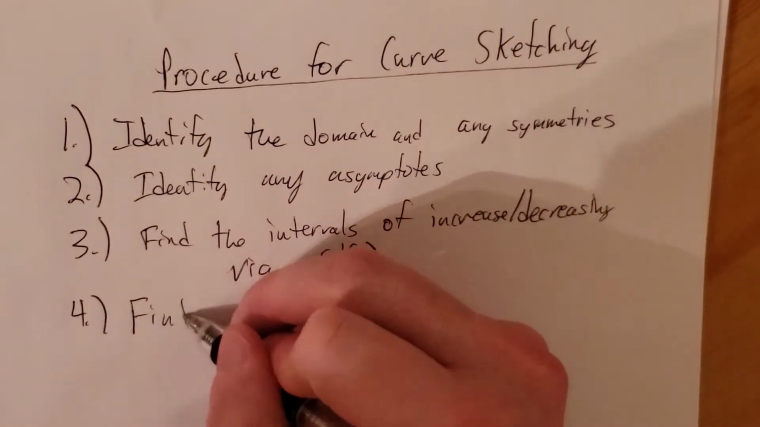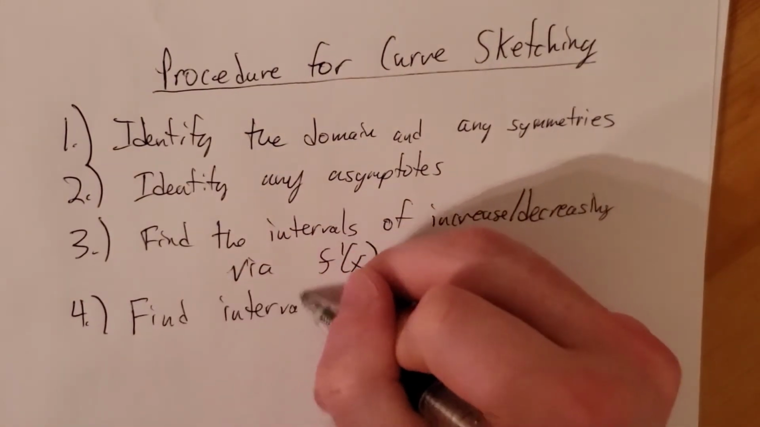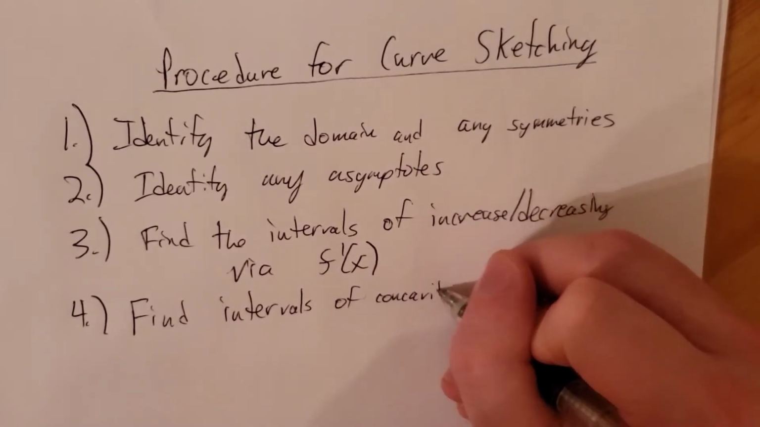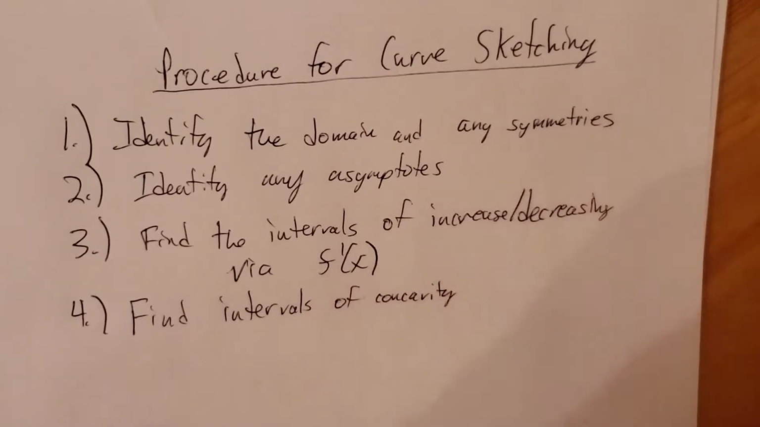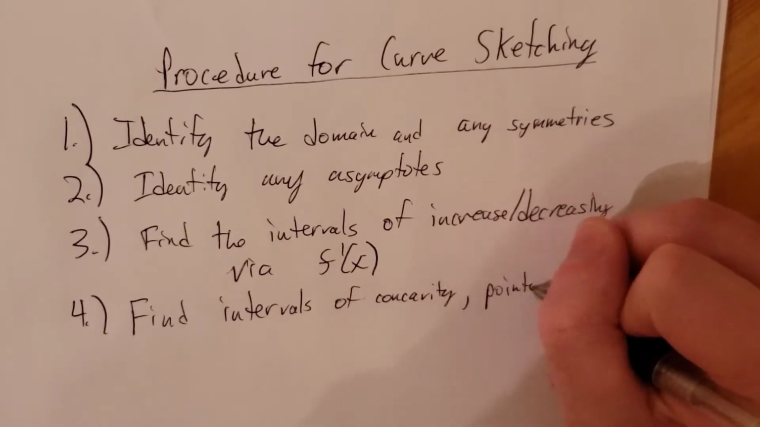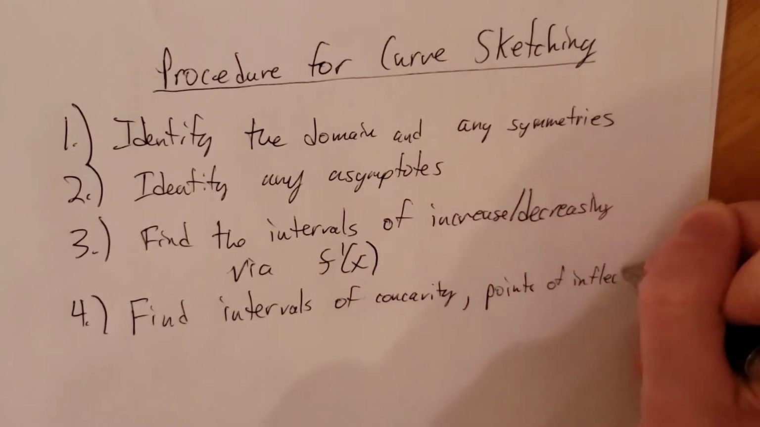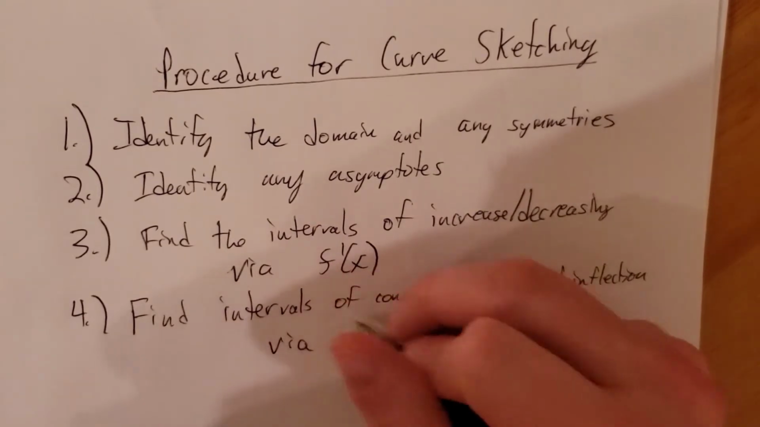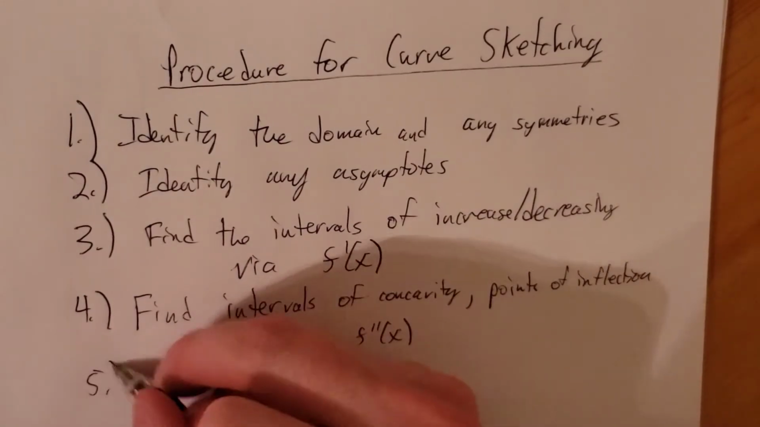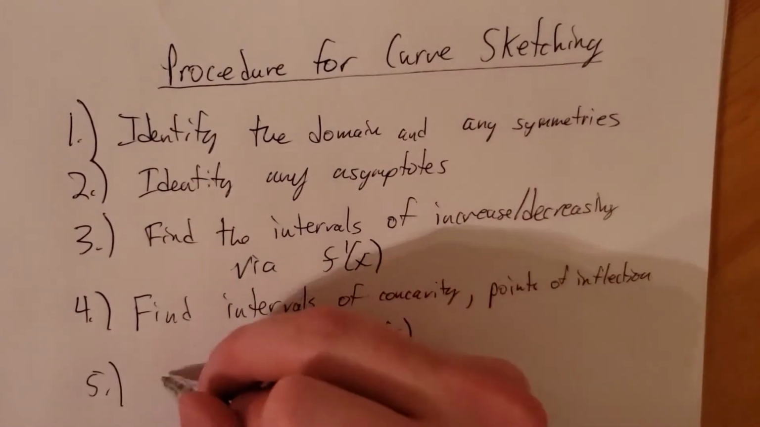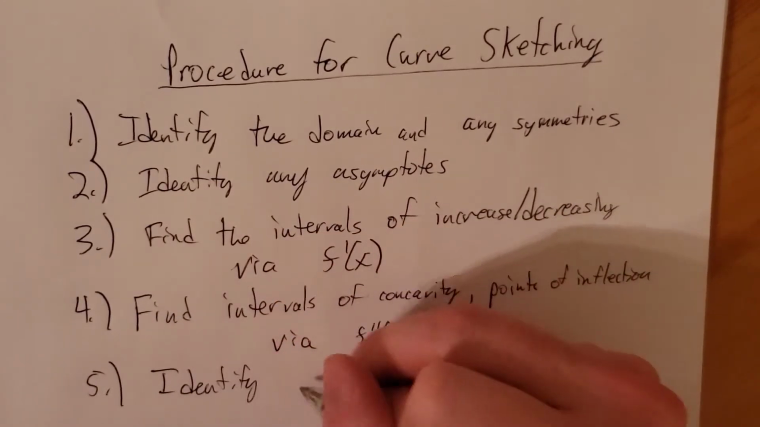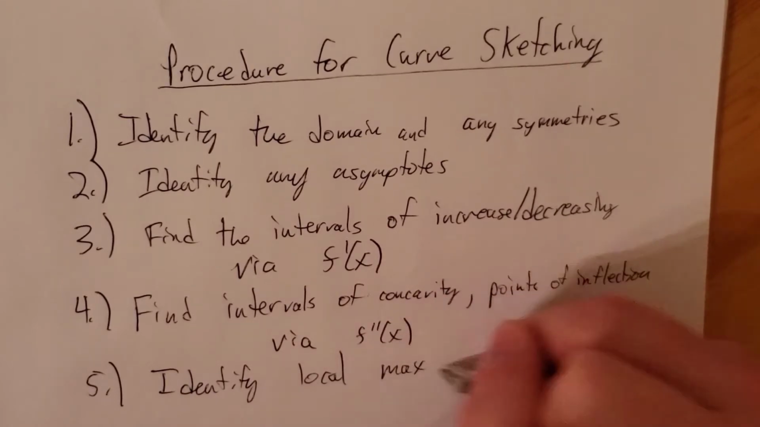The fourth thing is we want to find intervals of concavity. This is a very similar thing to part 3, except we're going to do essentially the same thing but on the second derivative. And when we find intervals of concavity, that's going to help us find points of inflection via the second derivative. Using these previous two things, number 3 and 4, we can identify local maxes and mins.